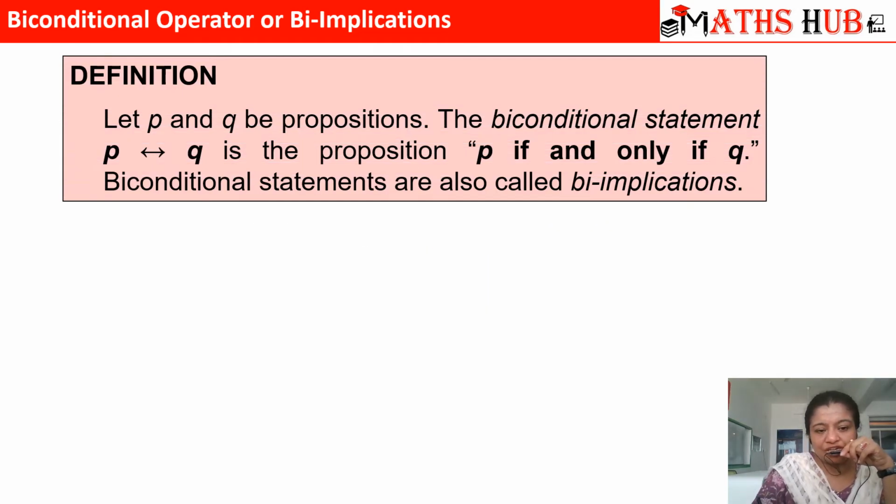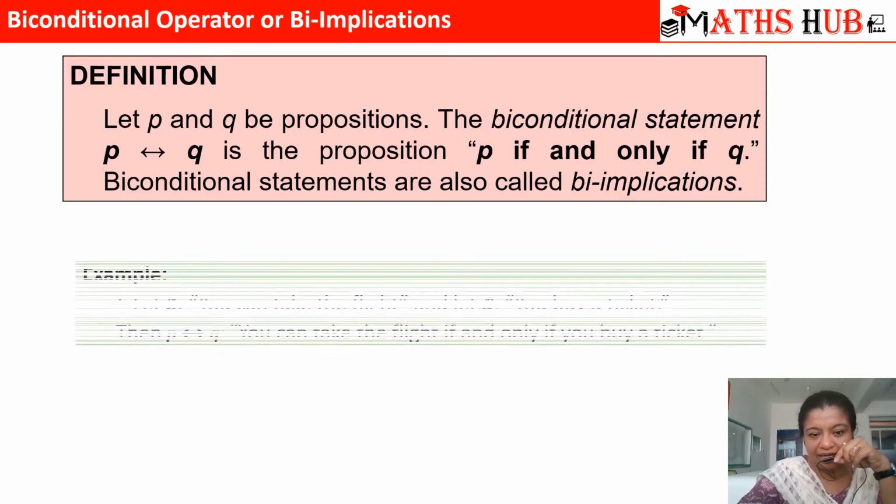In a biconditional operator, suppose P and Q are two propositional statements. Then the biconditional statement has a two-way arrow between them. P implies Q both ways. It means P if and only if Q. Biconditional statements are also called bi-implications.